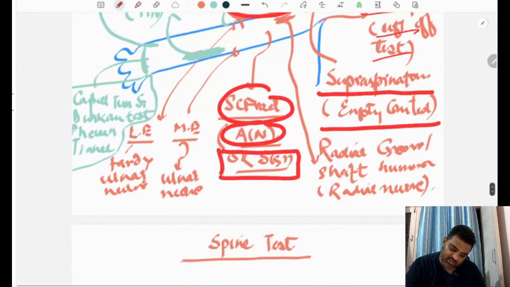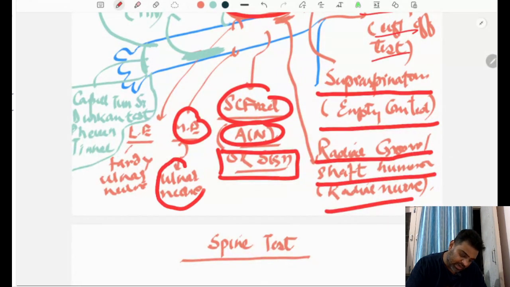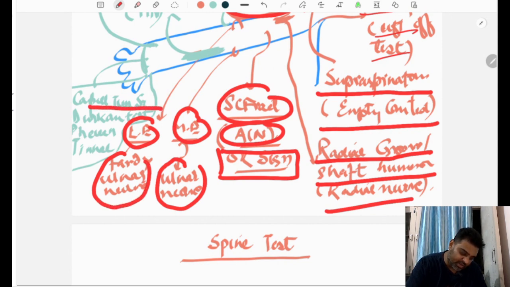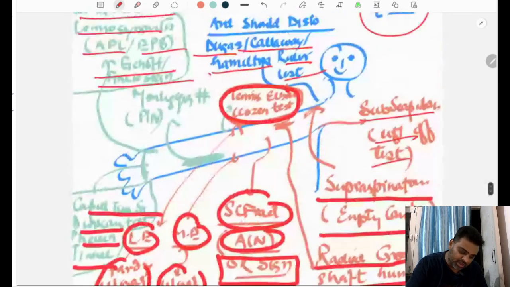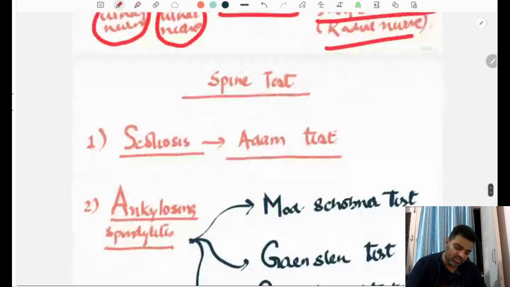Then radial groove, we have shaft humerus, radial nerve involved. Medial epicondyle fracture, ulnar nerve. Lateral epicondyle fracture, radial nerve. Carpal tunnel syndrome, we have Durkan test, Phalen test, and Tinel test. So all these have been explained, and in Monteggia fracture, we have posterior interosseous nerve. This has been explained. Spine scoliosis, Adams test.